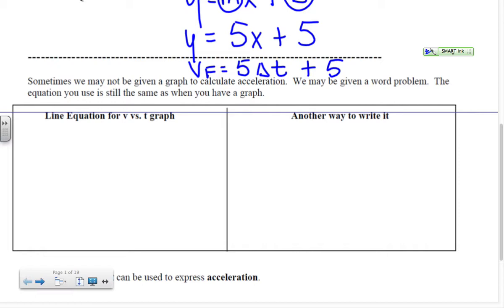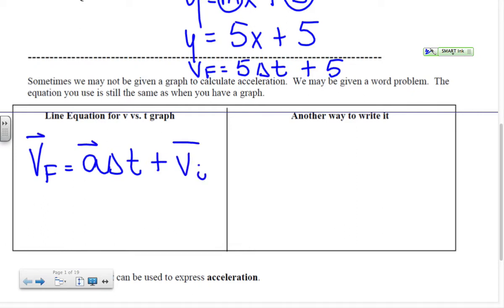Now, we've written this equation before, so that's not new. Let's go ahead and rewrite it here. vf equals a delta t plus vi. This equation works only if you have a constant acceleration, because that's the only way you would get a linear relationship on a v versus t graph. If you haven't written that in your lab notebook, you want to make sure that you do that.